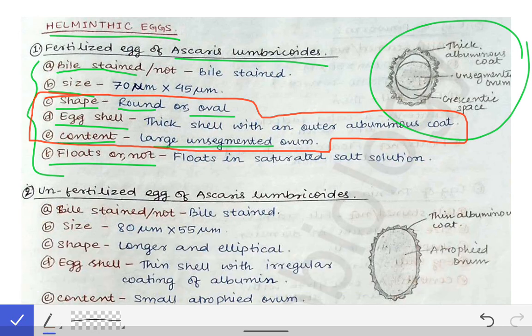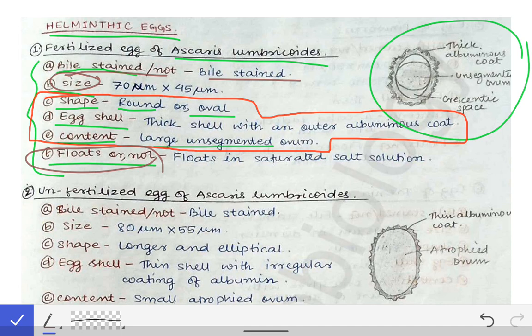The other three things are whether the egg is bile stained or not, what is the size of the egg, and whether the egg floats or not on the saturated salt solution. These three points we will remember by a mnemonic. For the time being, just remember that the fertilized egg of Ascaris lumbricoides is a bile stained egg, the size is 17 micrometer into 45 micrometer, and it floats in the saturated salt solution.